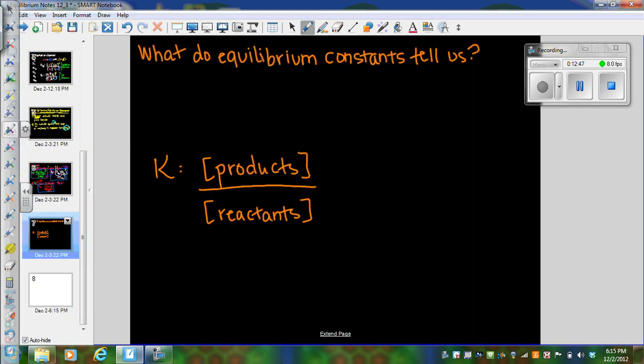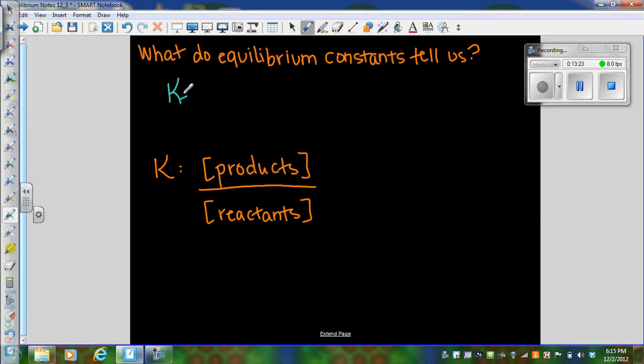So the last thing we need to do is talk about what equilibrium constants tell us. Why are they a big deal? Why are they important? Why do they matter? What I've written here is kind of a lazy way of writing this, but I want you to think about the relationship between the concentration of the products divided by the concentration of the reactants. So we're going to get a numerical value for our equilibrium constants.